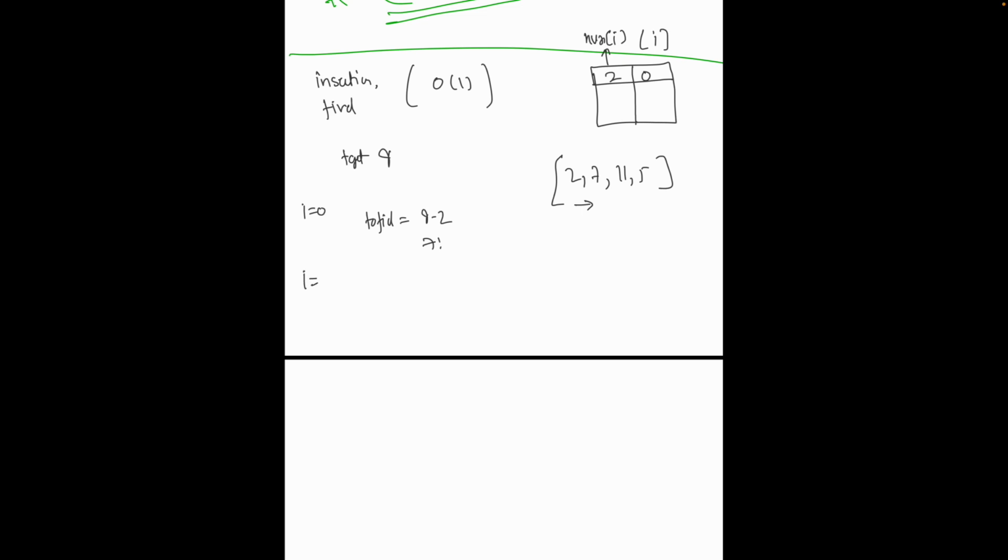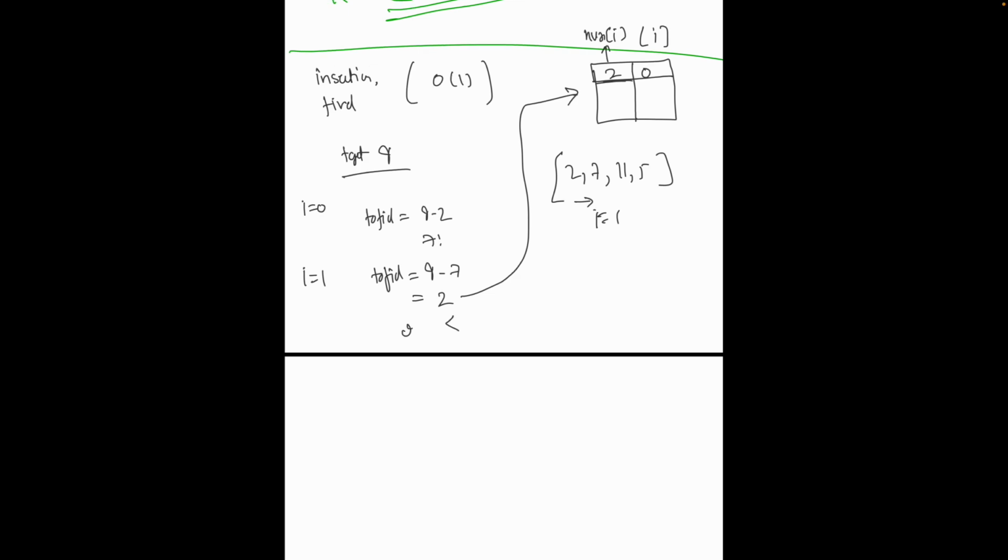So then when i is equal to 1, to find will become 9 minus 7, which is 2. Now I go and look at the map. 2 exists. So what's happening is, we wanted to find target 9, and 7 is at i equals 1. If we can figure out that 2 in the previous part of the array already exists, then we just return the indexes. So here we can just return 1 comma 0, and this is the answer.